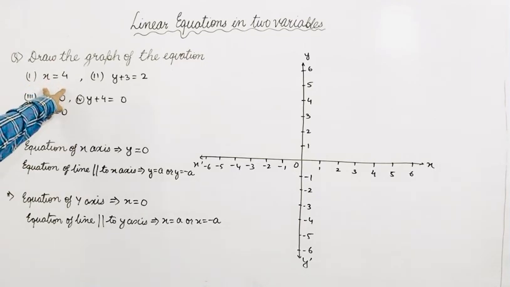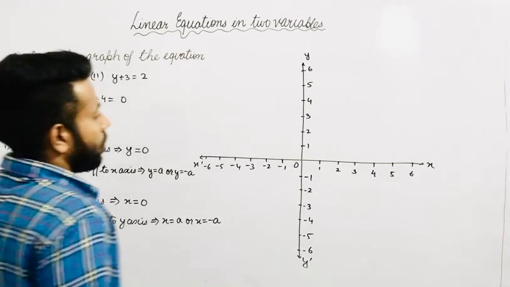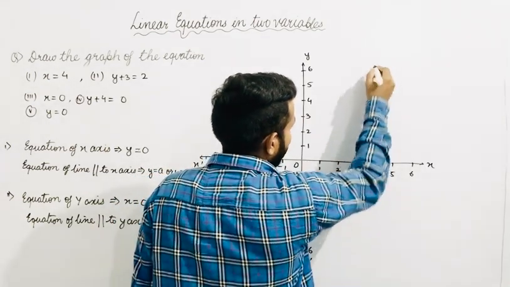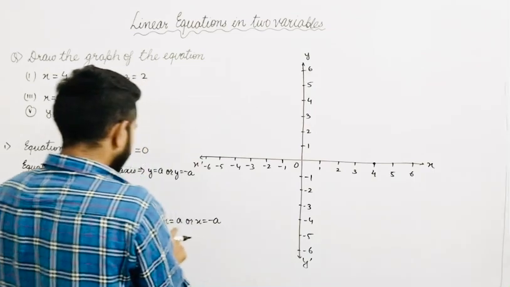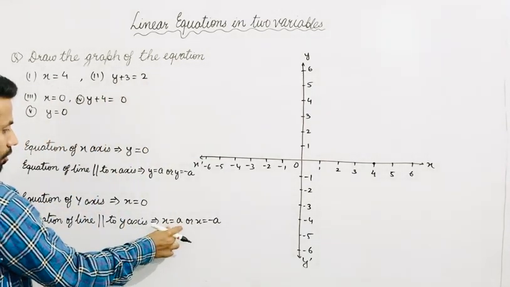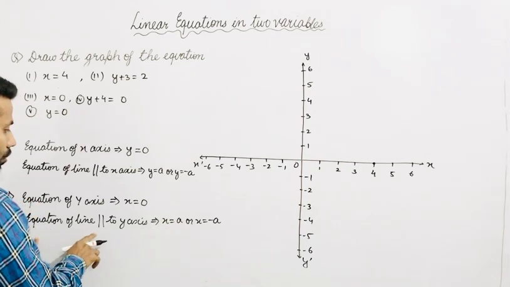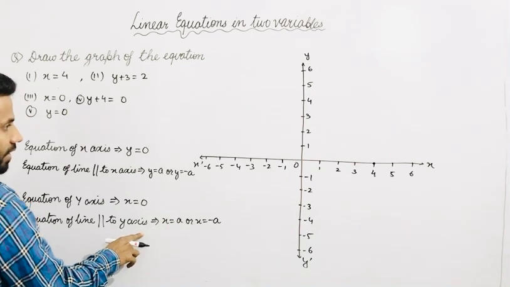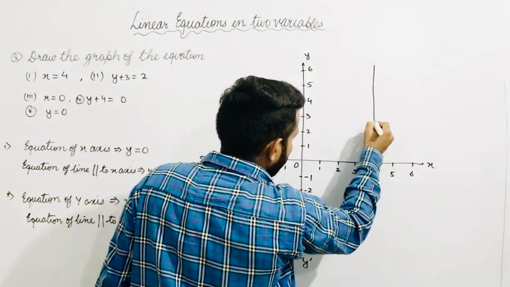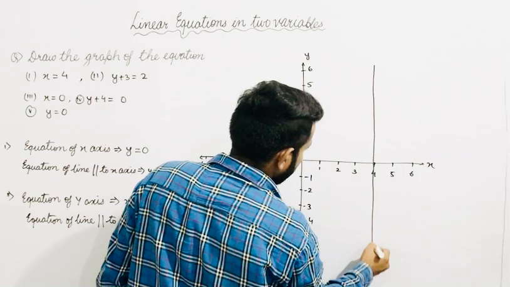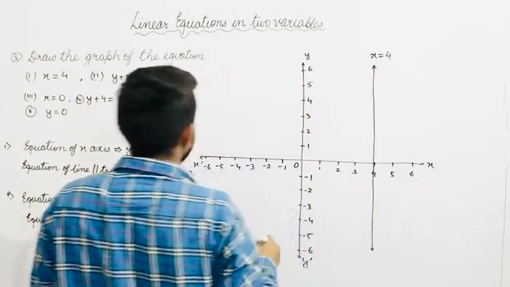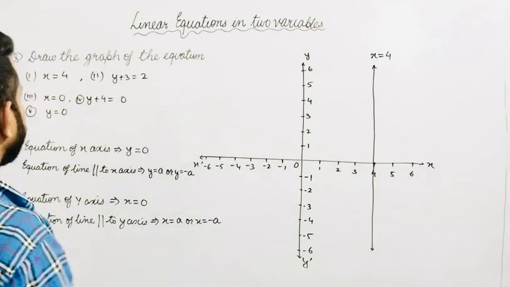Draw the graph of the equation x equals 4. Where is x equals 4? It is here. So the graph x equals 4. x equals a, a can be any number. So x equals a is the equation of a line that is parallel to y-axis. So x equals 4 is a line that is parallel to the y-axis. This is the graph of x equals 4. See, this line is parallel to the y-axis.